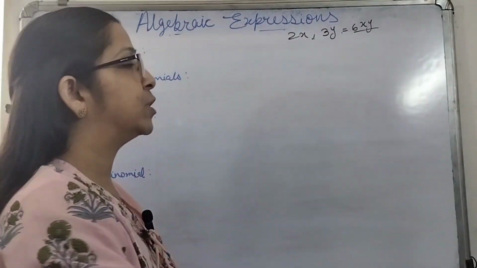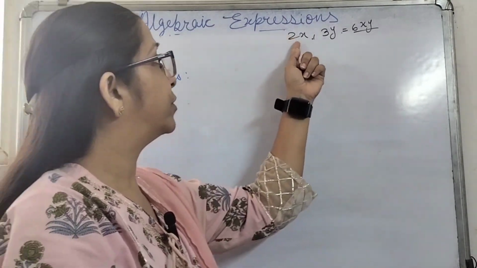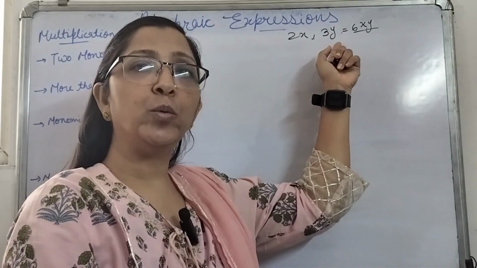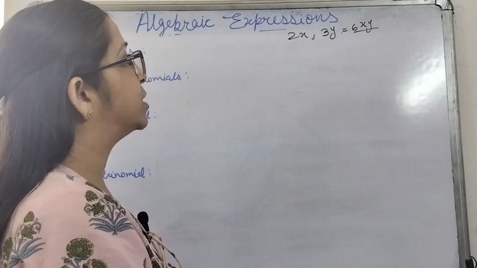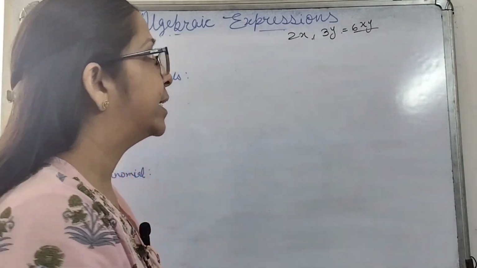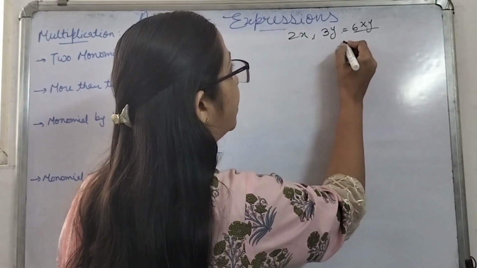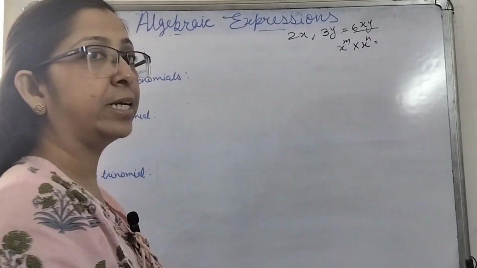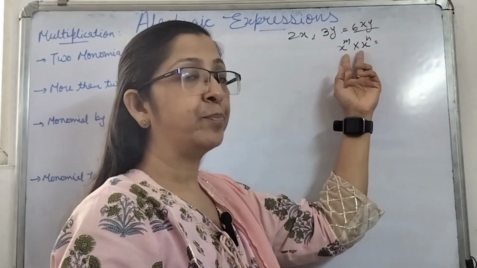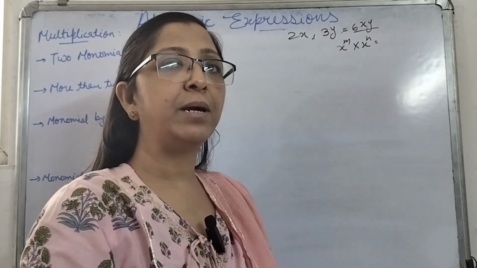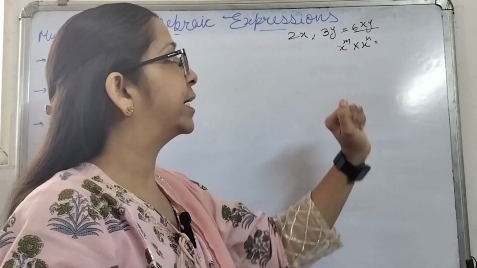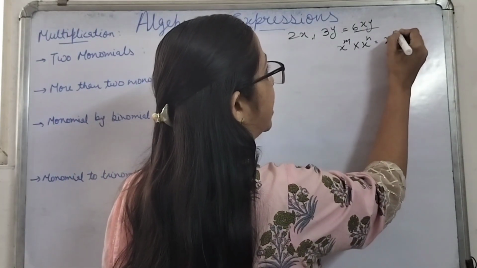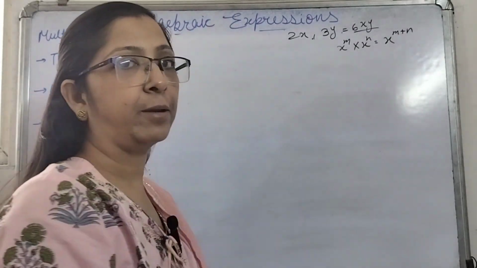In algebraic expressions, if the literal coefficient is the same, if x is over here and x is over here too, then we will be applying the laws of exponents. That simply means x raised to the power m multiplied by x raised to the power n. We have already studied that if the two bases are the same and there is a multiplication sign in between, then the powers are going to be added. So it could be written as x raised to the power m plus n.